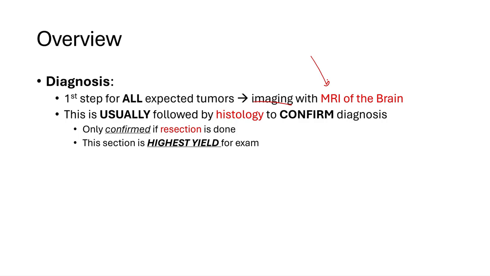Once this imaging shows some sort of mass, this is usually then followed with histology, which is used to confirm the diagnosis. Now, where the tumor sits in the brain, as well as what it looks like, can help us point in a certain direction of what the underlying brain cancer is. But in order to confirm the diagnosis, you must get histology. And this is usually completed when you are resecting out that brain tumor. This section is by far and away the highest yield to know for exam day.